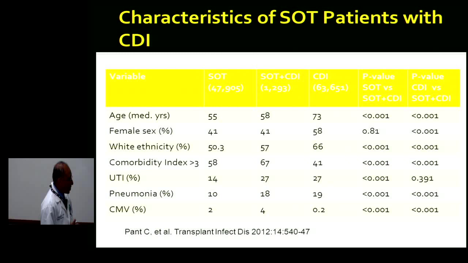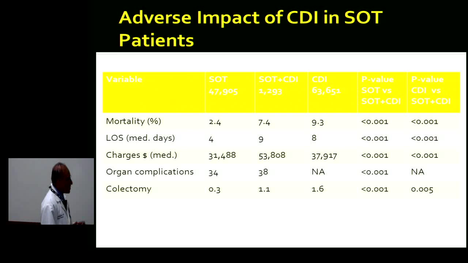The presence of any of these 3 infections that they could extract using ICD-9 codes: UTI, pneumonia, CMV. CMV, maybe it's an immunomodulator. The other two may be exposure to prolonged antibiotic therapy that you may be treating. Or it may identify a subset of patients at greater risk because of greater degrees of immune suppression. One more point, when you look at the adverse impact, you'll see, as I showed you initially, the mortality, if you look at solid organs without C. diff and those with C. diff.